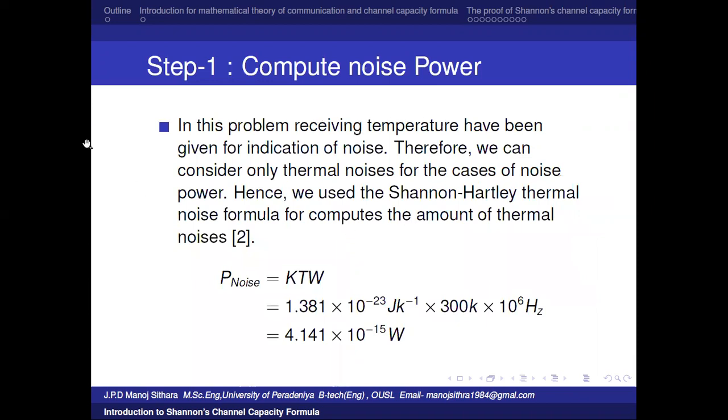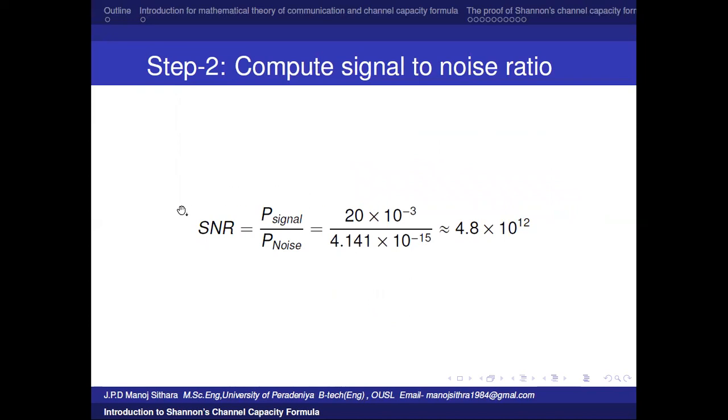So in the first step, we can use the Shannon-Hartley thermal noise formula to compute the amount of thermal noise, because at room temperature we have to assume thermal noise if other noises are not mentioned. Therefore, thermal noise can be computed by the Shannon-Hartley thermal noise formula. Here, K is the Boltzmann constant, T is the temperature in Kelvin, W is the bandwidth. Then the noise power can be computed using these relationships. Also, we can compute the SNR as the received 20 milliwatts over the thermal noise that we computed earlier.